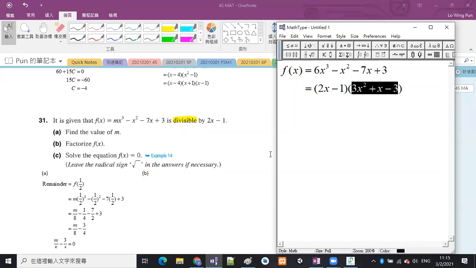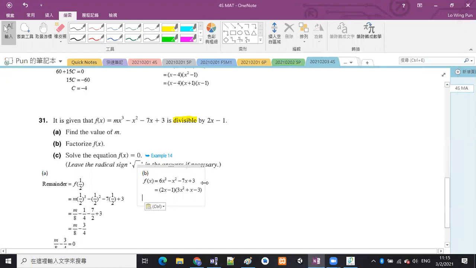further factorized. But this time it cannot be further factorized. So this is the answer of part B.